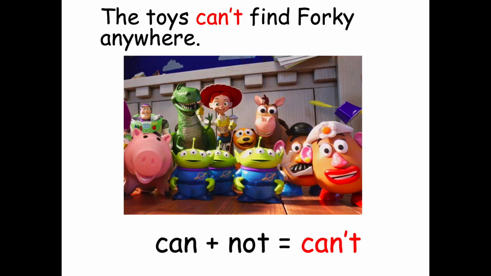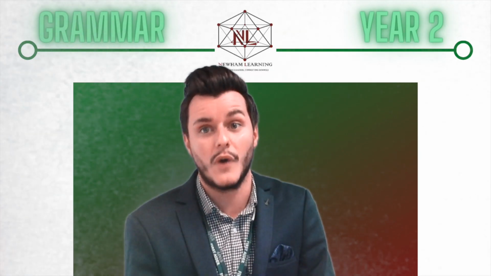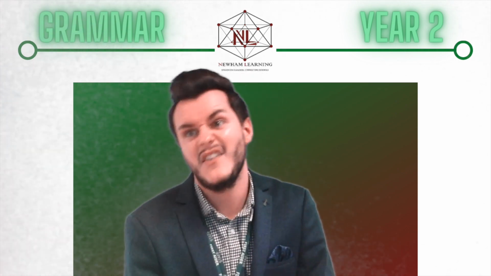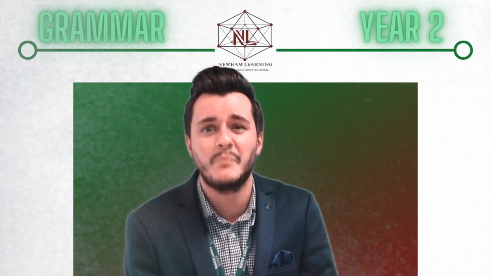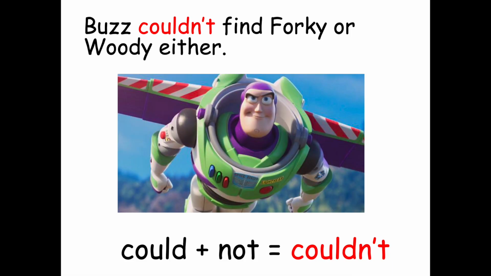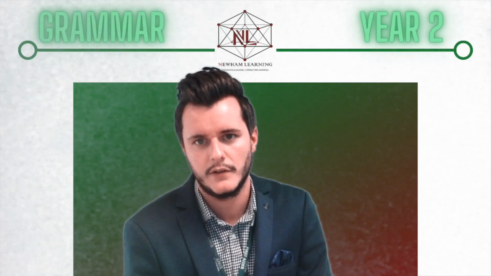The toys can't find Forky anywhere. Can't is the contraction for the words can and not. Just as well, because can not is very hard to say, especially when you're in a hurry, like Buzz Lightyear to the rescue. Buzz couldn't find Woody or Forky. Couldn't is the contraction for the words could and not. Could is the root word of this contraction.